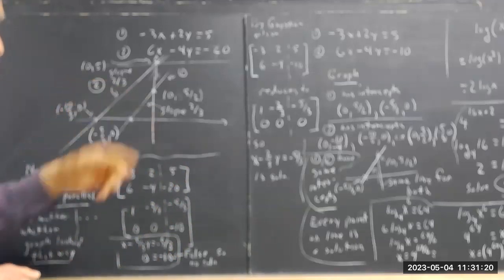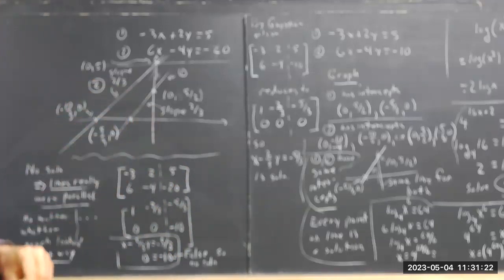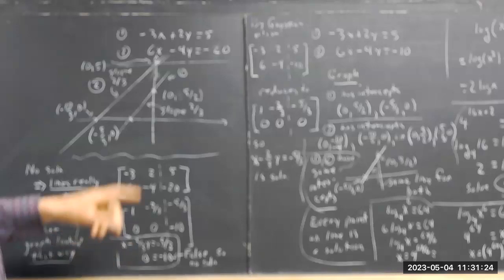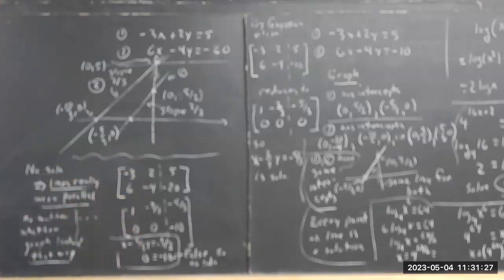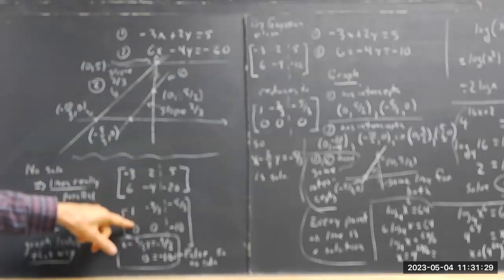Now, maybe we do that, maybe we don't. That would be a good thing to do at this point. Of course, then we can go to Gaussian elimination. Gaussian elimination gives us this.